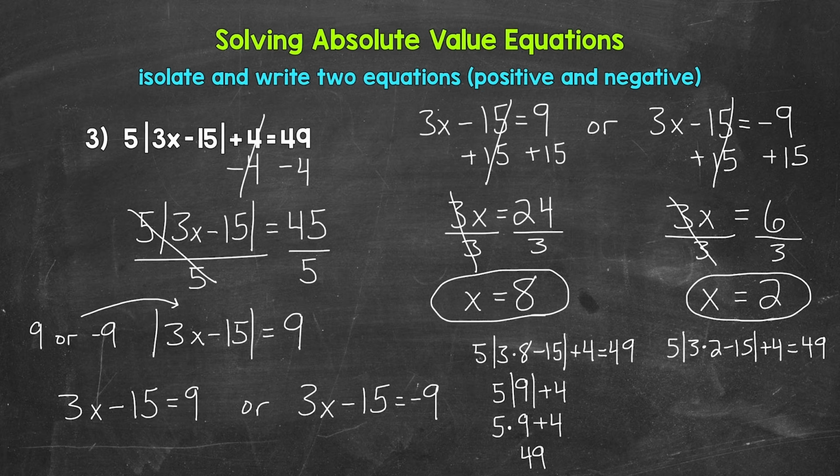Now let's check x equals 2. So within the absolute value, we have 3 times 2, which is 6, minus 15. That gives us negative 9. So we have 5 times the absolute value of negative 9 plus 4. The absolute value of negative 9 is 9. So we have 5 times 9 plus 4 now. 5 times 9 plus 4 is 49, so we are correct there as well. X equals 2. So those are our two solutions.